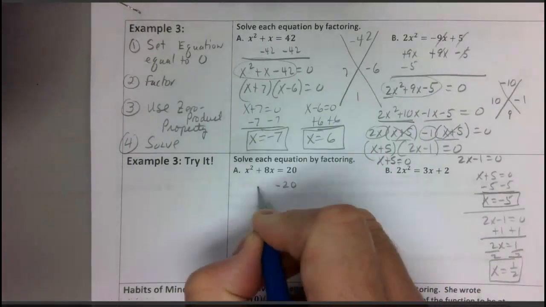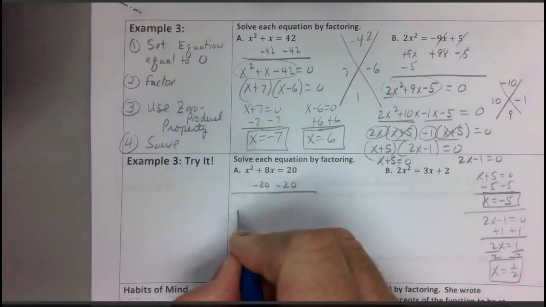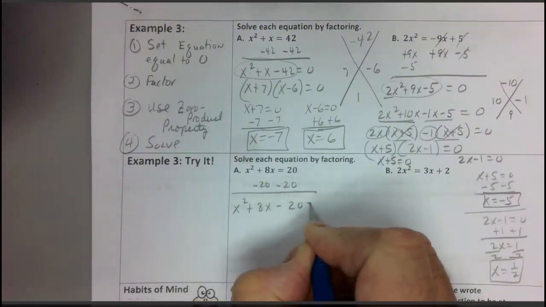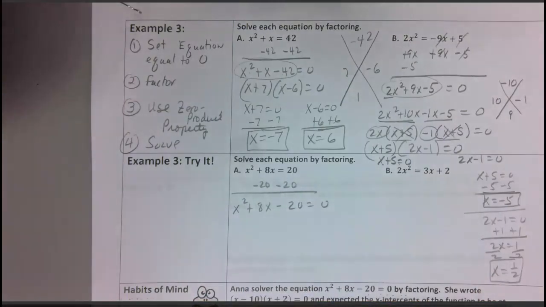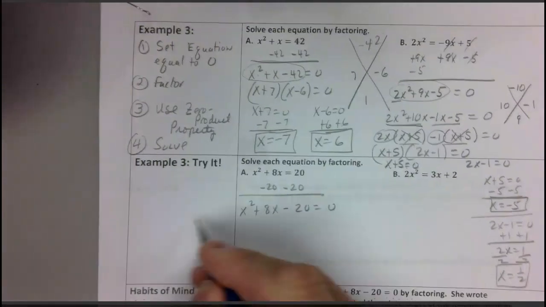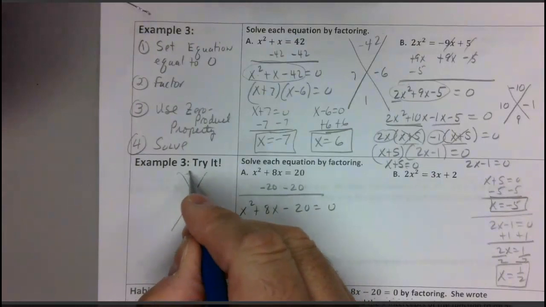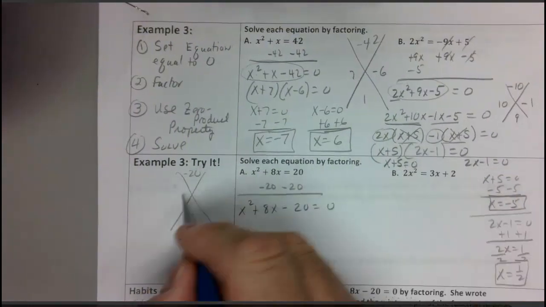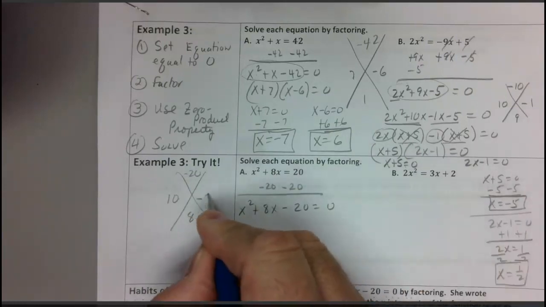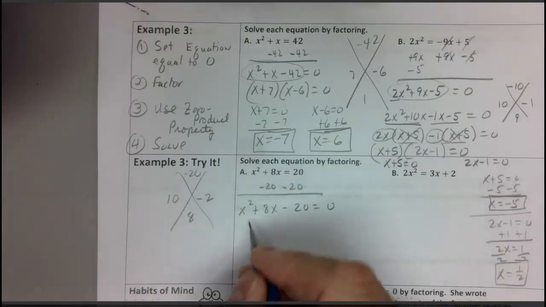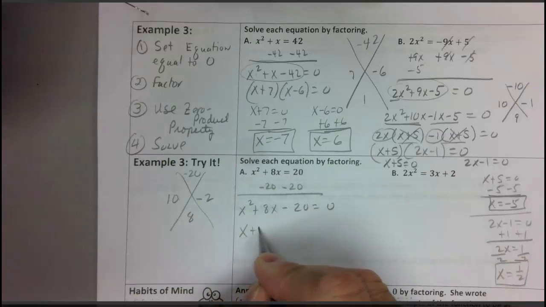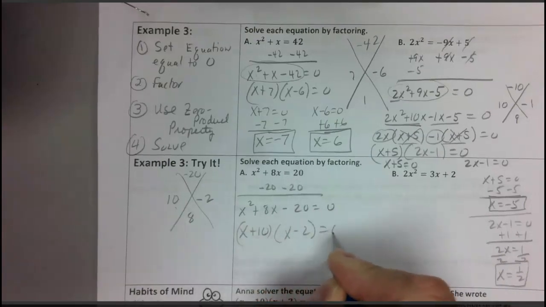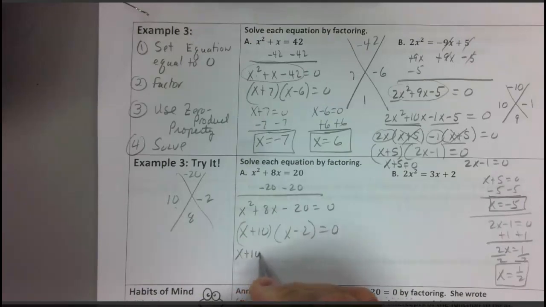So let's do these next. I'm going to subtract 20 because I have to set it equal to 0. So x squared plus 8x minus 20 equals 0. Factors of 20 that subtract to give me 8: 10 and -2. So then I unfoil to x plus 10 and x minus 2, and I set each one of those equal to 0.